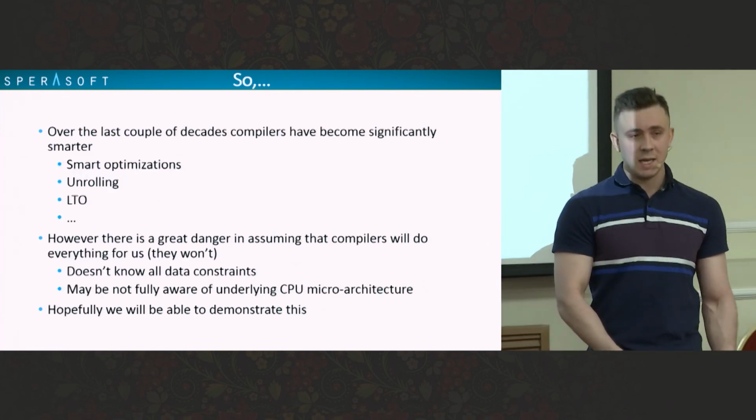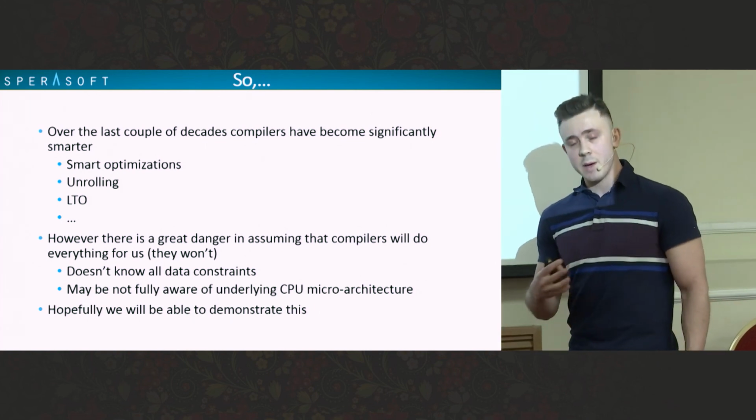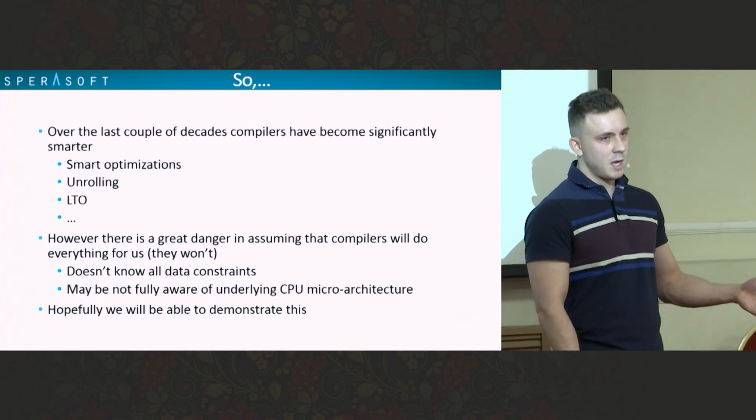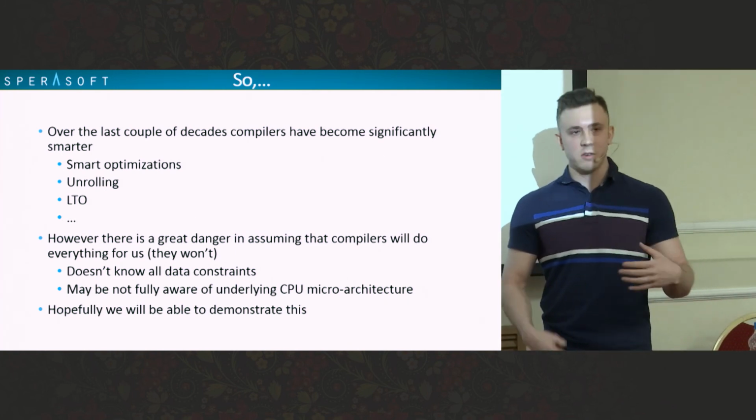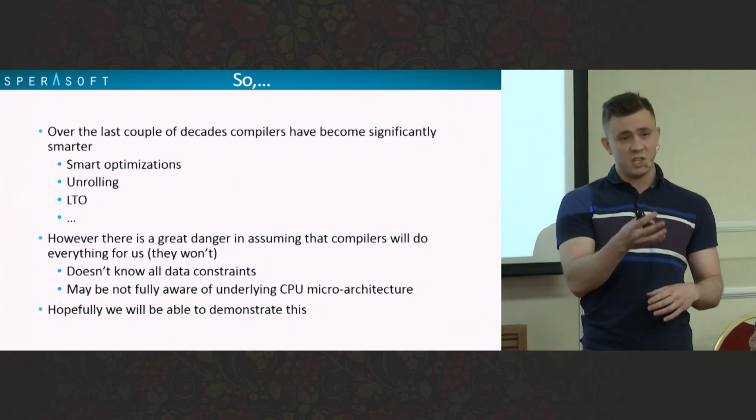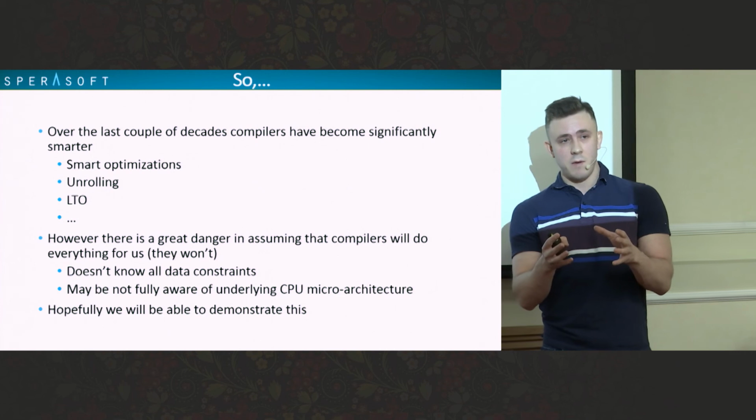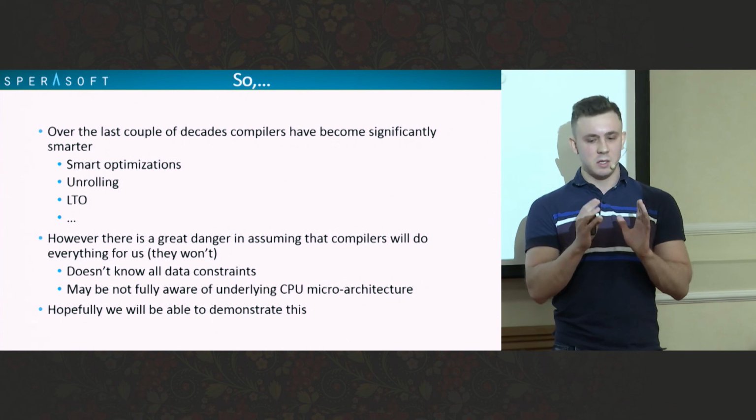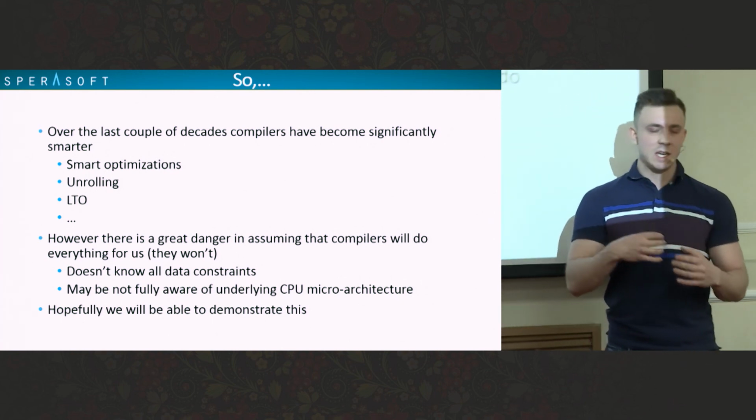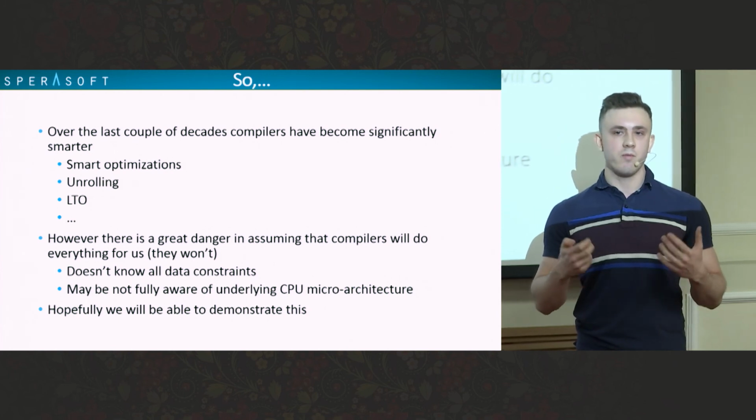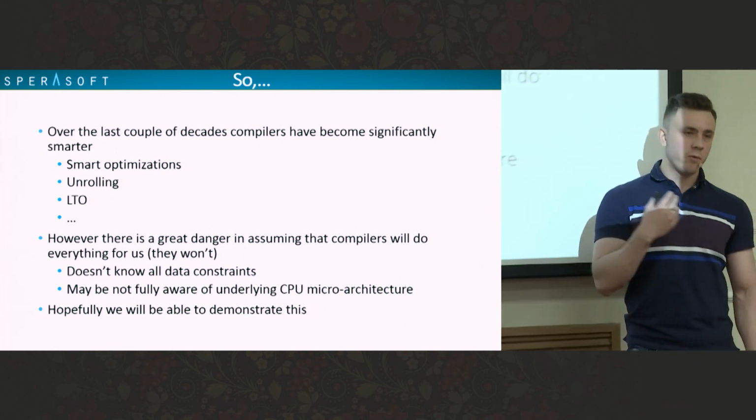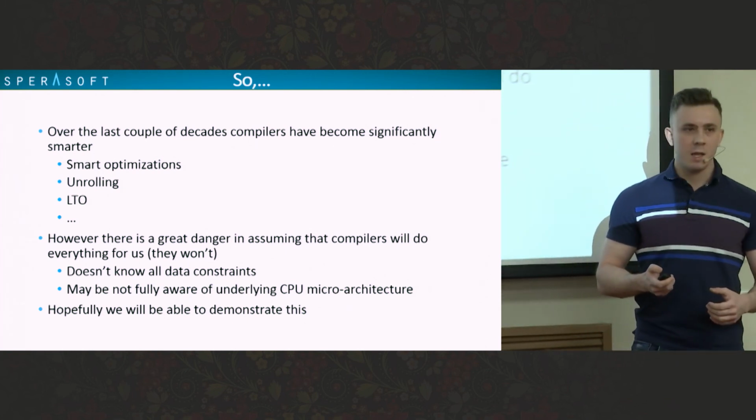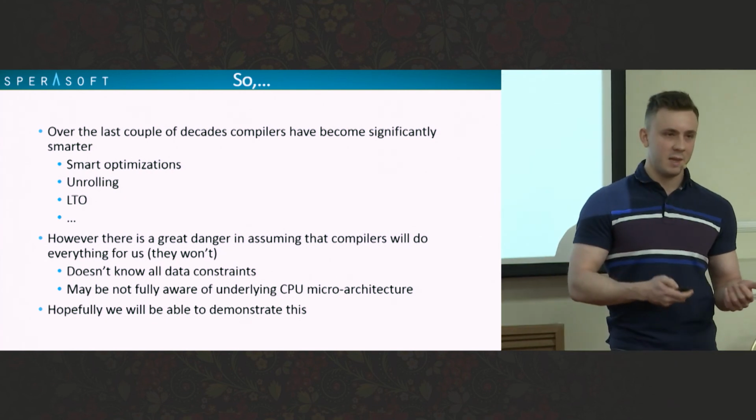And looking at the last couple of decades, compilers have become increasingly smart. They perform a lot of smart tricks. We have link time optimization. They do loop unrolling, etc., etc. However, there is great danger in assuming that the compiler will do all the work for you. Because in practice, the compiler is limited to a really small optimization space because it doesn't know all the data constraints which you have in your program. And also, it may not be fully aware of the underlying CPU microarchitecture for some practical reasons. And I hope we'll be able to demonstrate this in this talk.